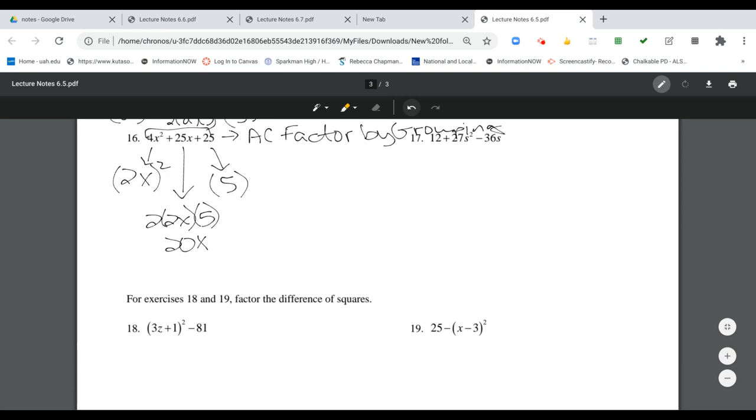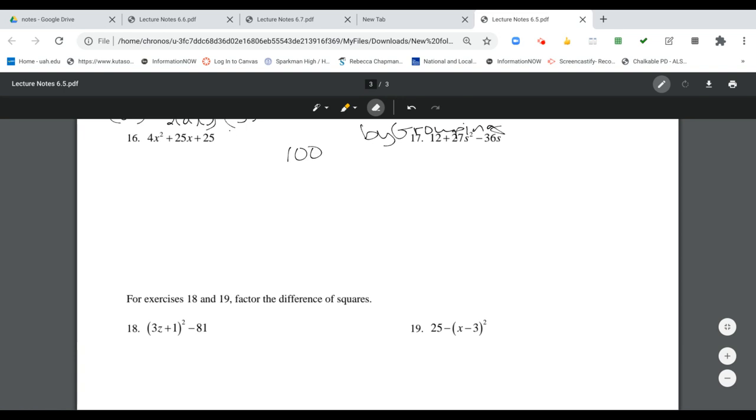So I'm going to multiply 4 and 25. That gives me 100. Factors of 100 that add up to 25, or I'm going to do trial and error. I apologize because I remember that most of you prefer trial and error. All right, so we're going to break this one down.